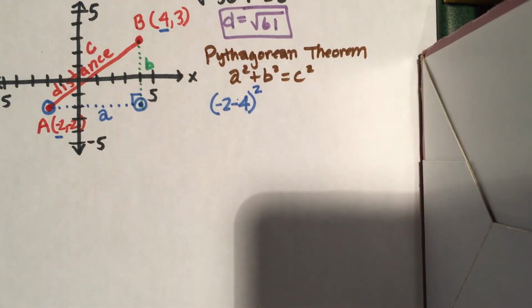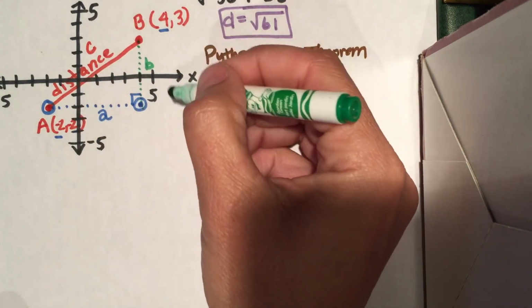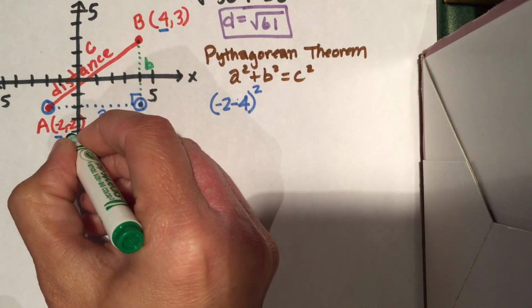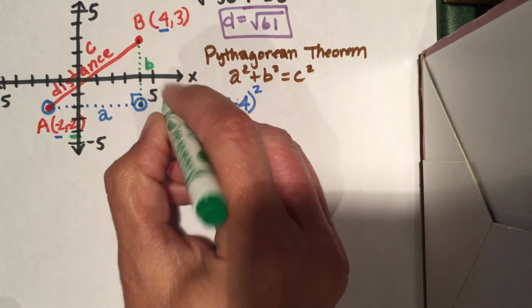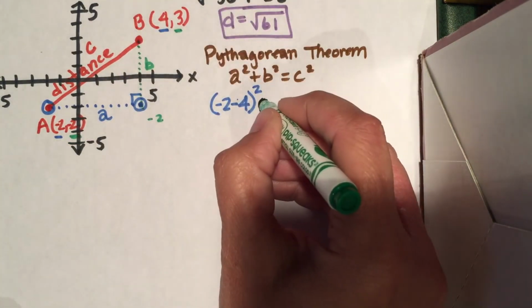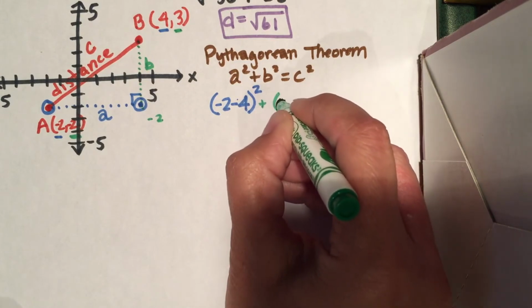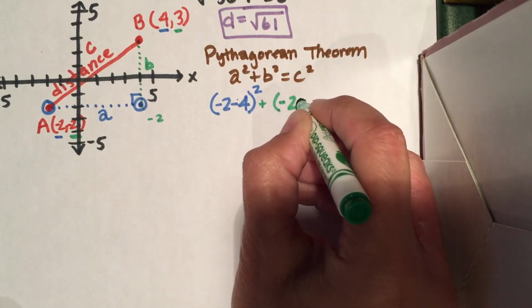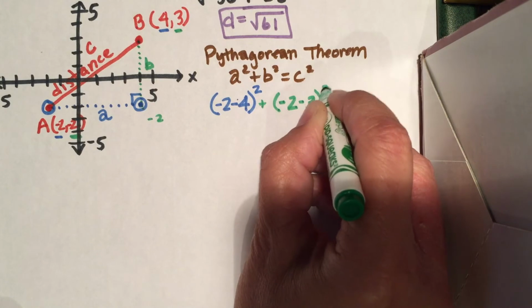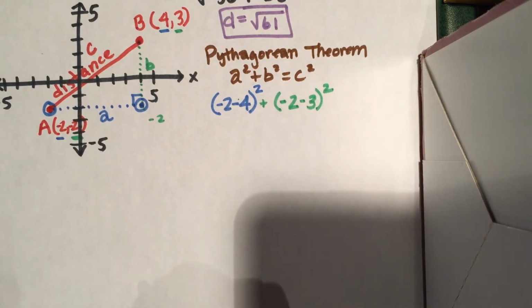So now let's look at our B value. Our B value is going to be our vertical side right here. For my B value, I'm starting at -2, and I'm going up to 3. So that's going to be -2 minus 3. And that's going to give us B squared.